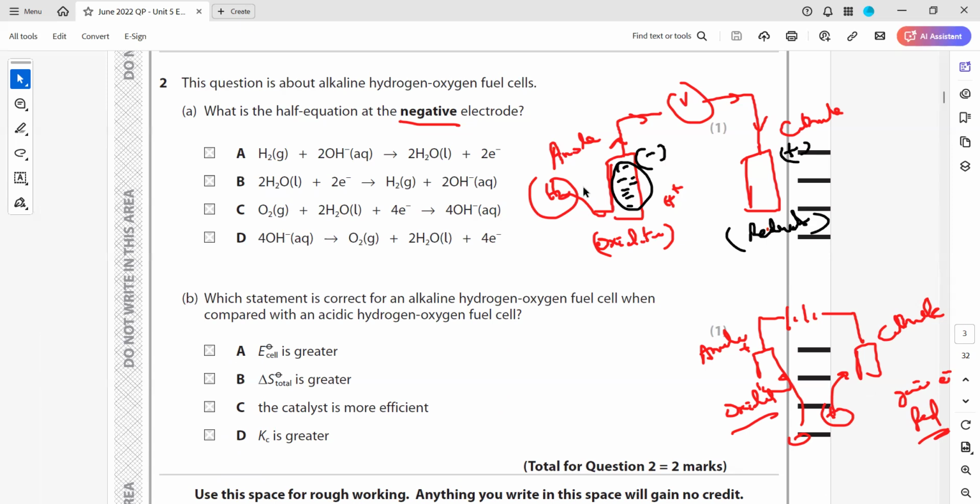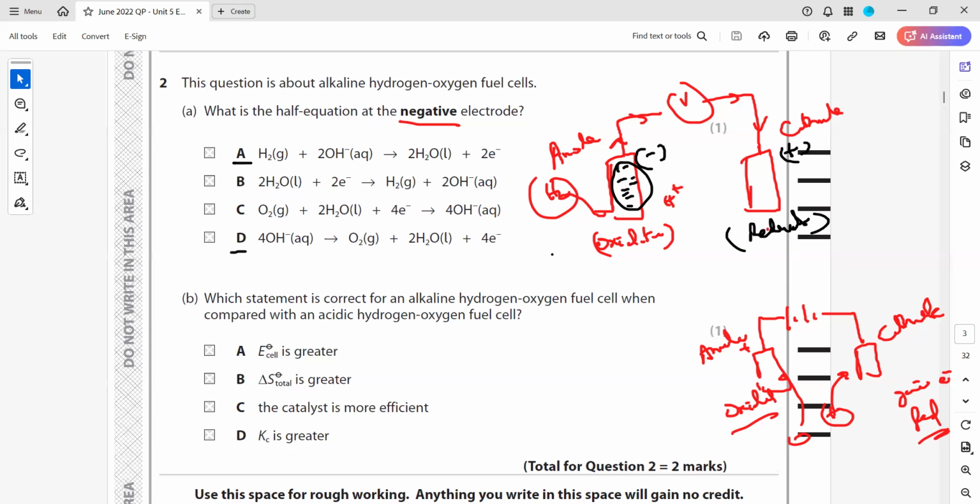Negative electrode means there must be a loss of electrons. So which one is losing electrons? In which case is the electron lost? So this is the loss of electrons. Either A can be an answer or D can be an answer.